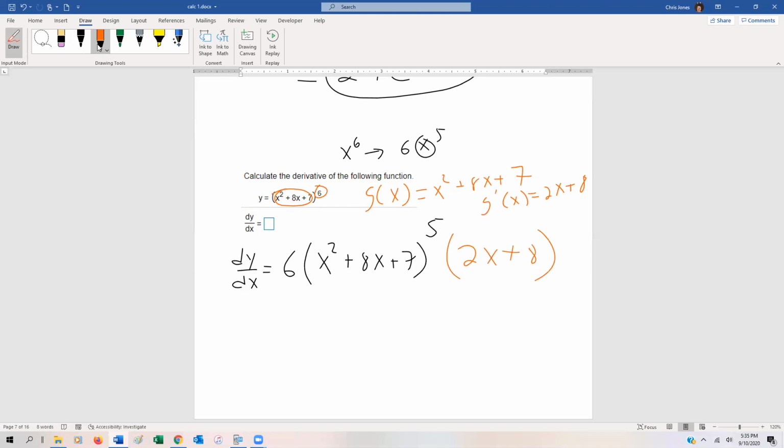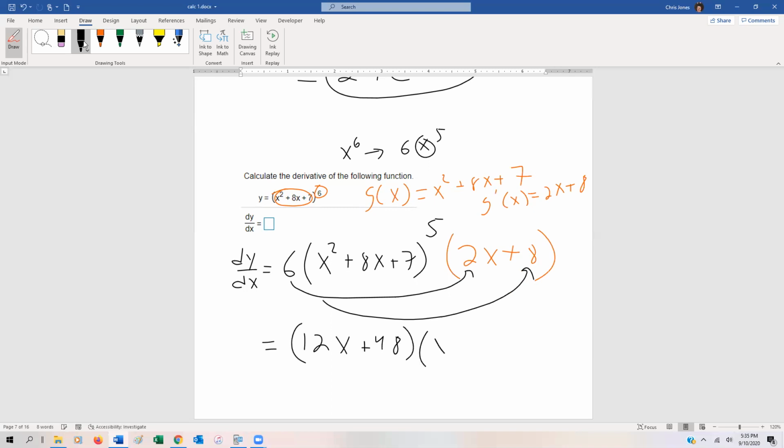Right. Now, another way to write this is we can move the 2x plus 8 in front, and then we can also distribute the 6 into the 2x plus 8, not into the 5th power, because the 6 is not raised to the 5th power. So another way to write this would be 12x plus 48 times x squared plus 8x plus 7 to the 5th. Yet another way to write this, if you factored out the 12, could be 12 quantity x plus 4 quantity x squared plus 8x plus 7 to the 5th.